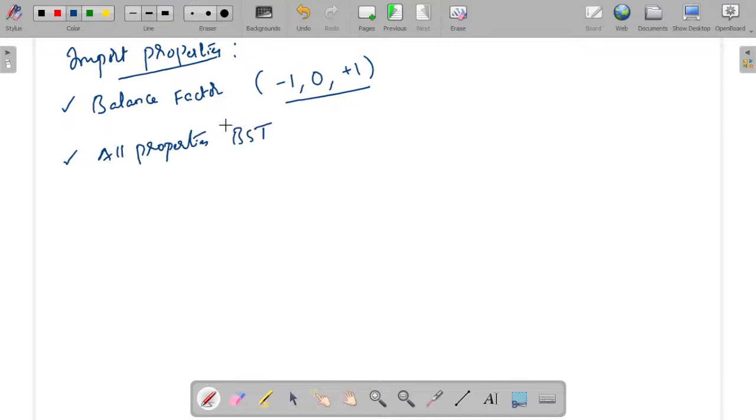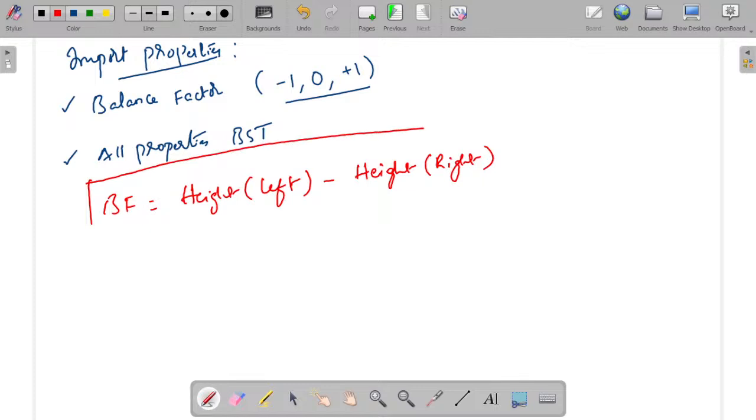Okay. Now we will see how you can compute the balance factor. The balance factor formula goes like this: height of left subtree minus height of right subtree, right? This is the formula for computing the balance factor for any given node in the tree. I believe you already have an idea what height is.